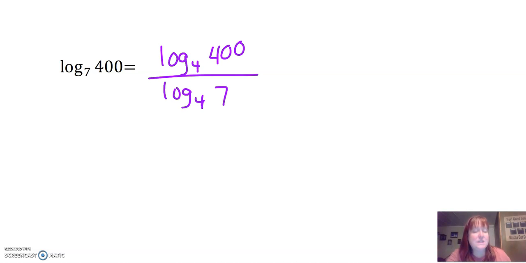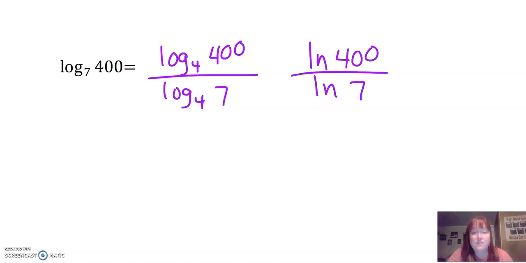Now, this wouldn't get me very far in some situations because I don't have a button on my calculator that's labeled log base 4, but there are times when maybe I wanted log base 4 for some reason. Maybe both of these could be simplified with 4. So, you could switch it to literally any log. This could be ln of 400 over ln of 7. Again, any one of those. So these just help you change the base of any log.